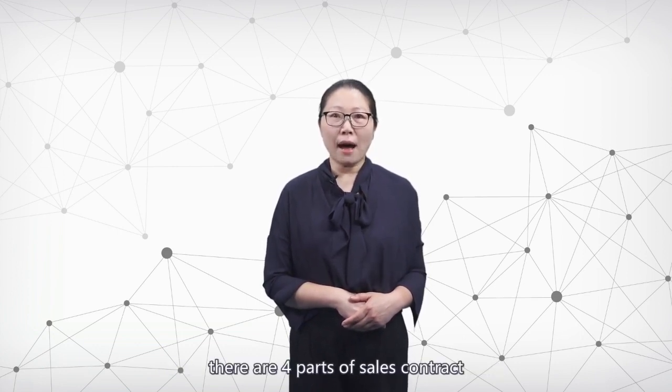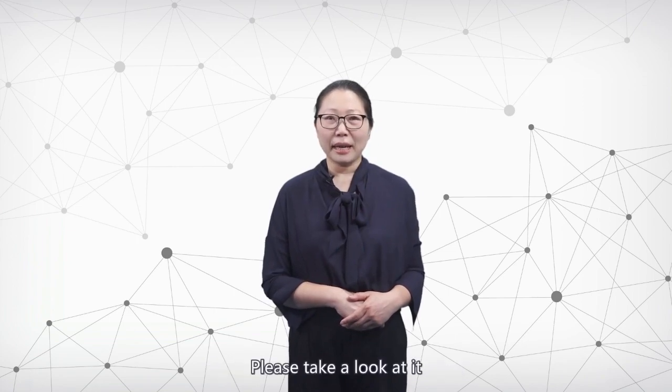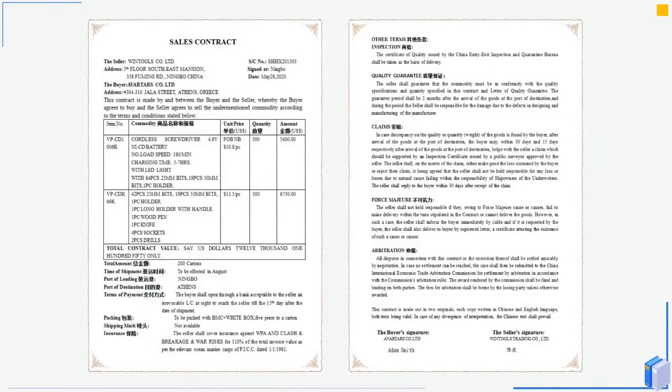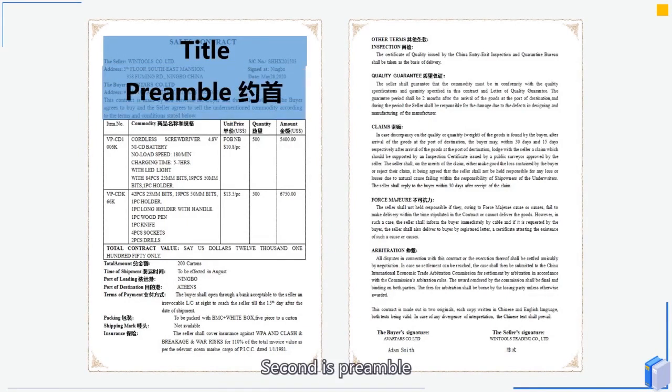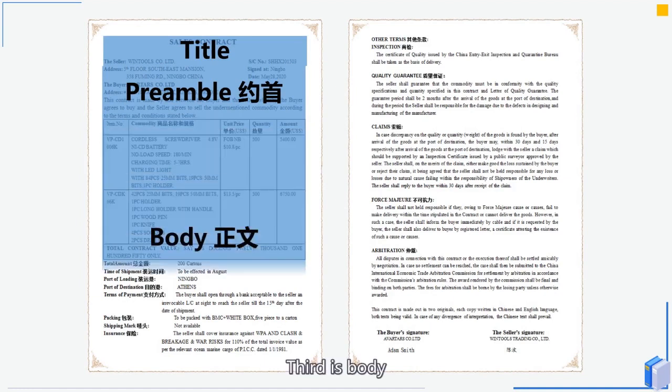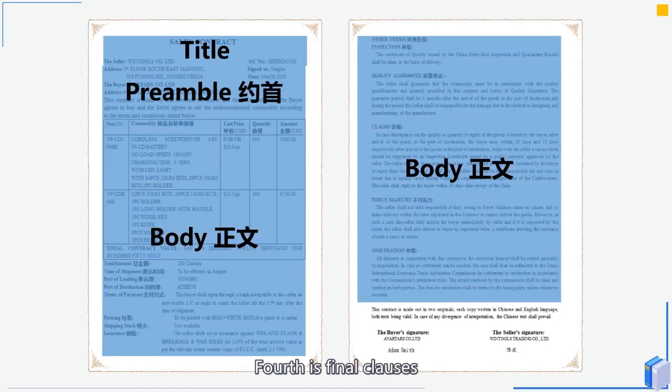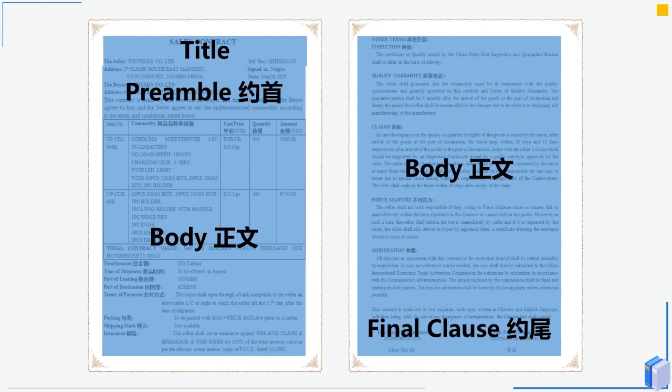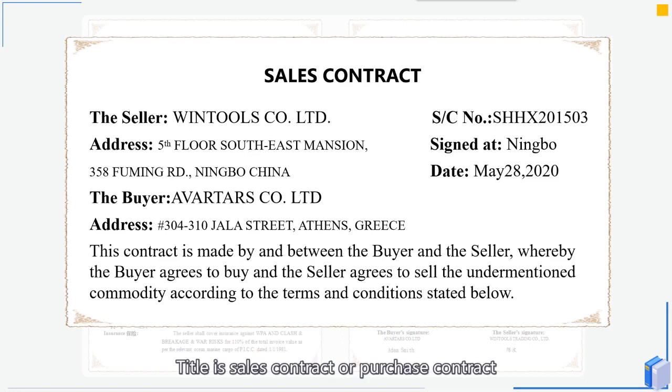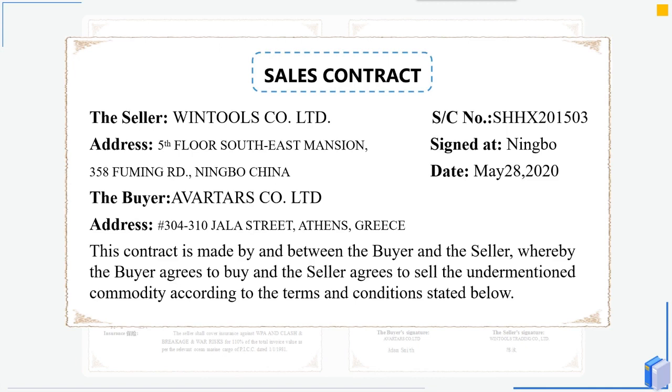Generally, there are 4 parts of a sales contract. Please take a look at it. First is title. Second is preamble. Third is body. Fourth is final clauses. Now let's look at them one by one. Title is sales contract or purchase contract. Preamble includes the parties concerned, the date, and the place signed.